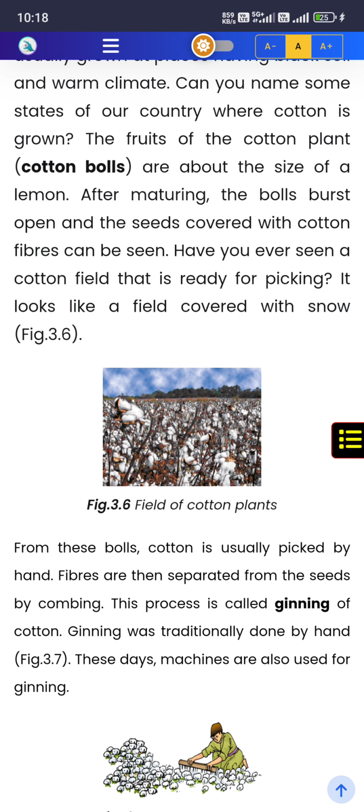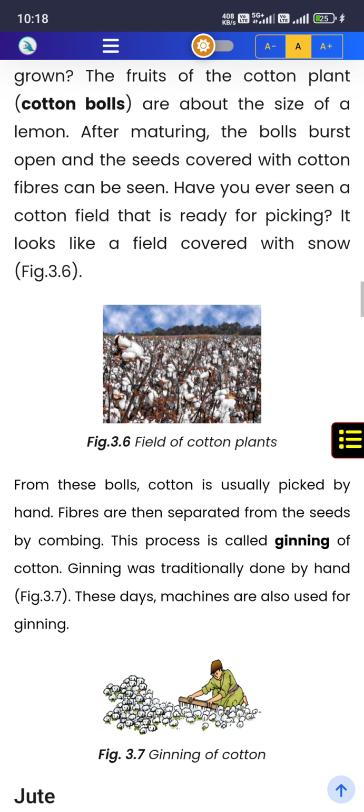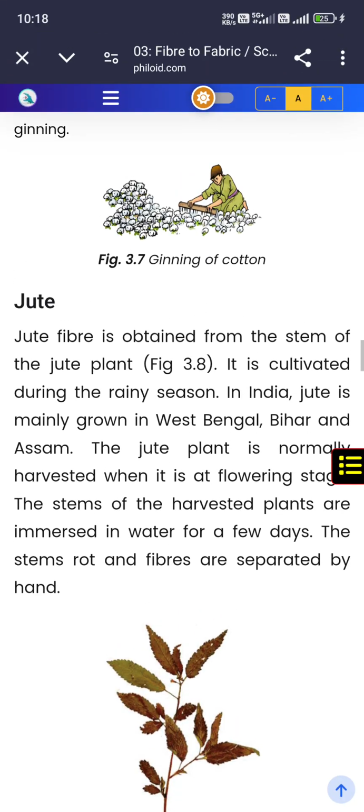From these balls, cotton is usually picked by hand. Fibers are then separated from the seeds by combing. This process is called ginning. Ginning was traditionally done by hand. These days, machines are also used for ginning.